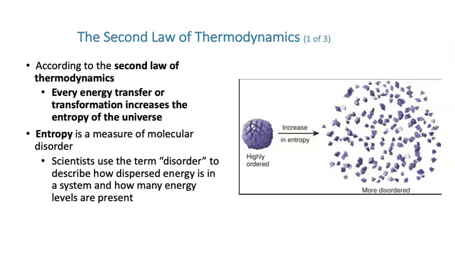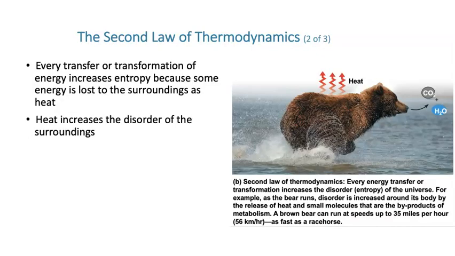Scientists use the term disorder to describe how that energy disperses and how much energy is present, the different levels of energy. So the second law of thermodynamics says that every time you have a transfer of energy from one form to another, as you're passing energy on to the environment, it becomes less and less organized. And heat is one of the least organized forms of energy.